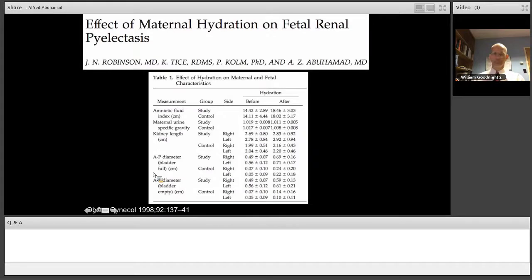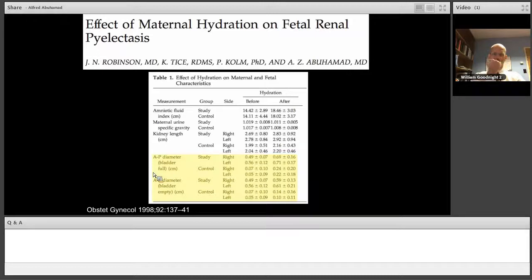We did a study several years back, actually. We got pregnant women that had renal pelvis dilation and those that did not, and we scanned them initially, and then we hydrated them. And what you could see is that in every single patient, we were able to increase the size of the renal pelvis.